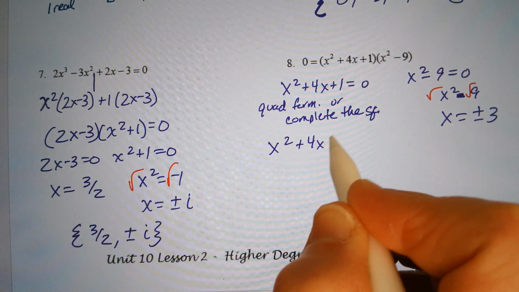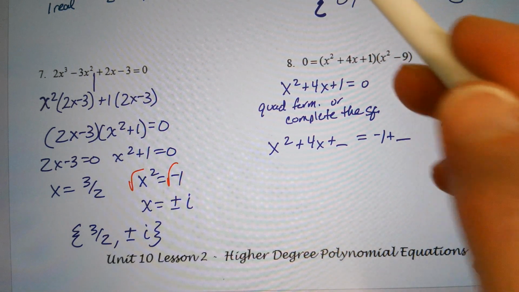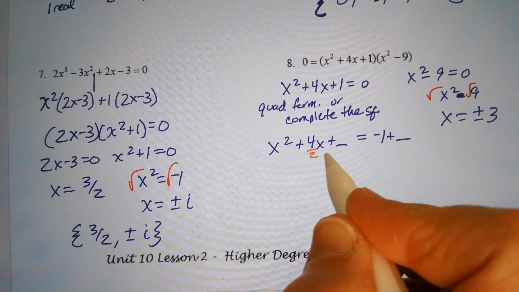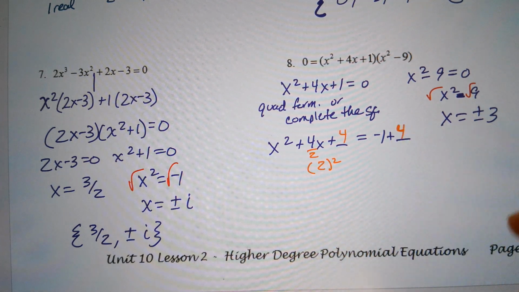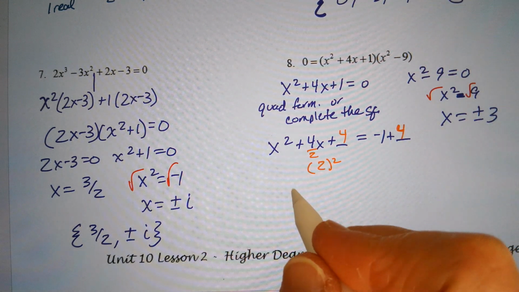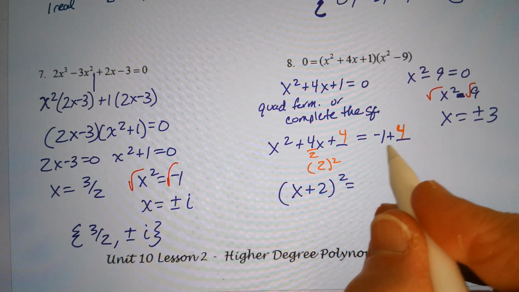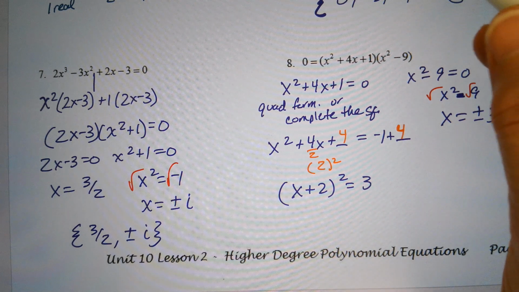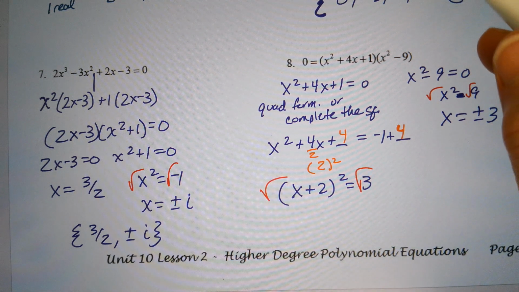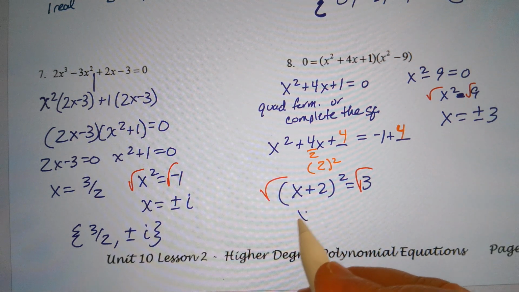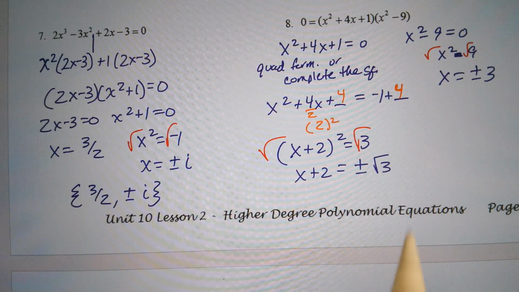X squared plus 4x plus blank equals negative 1 plus blank. What belongs in each blank? It's 4. So we have x plus 2 squared equals 3, and now square root each side. Square root of 3 doesn't simplify.